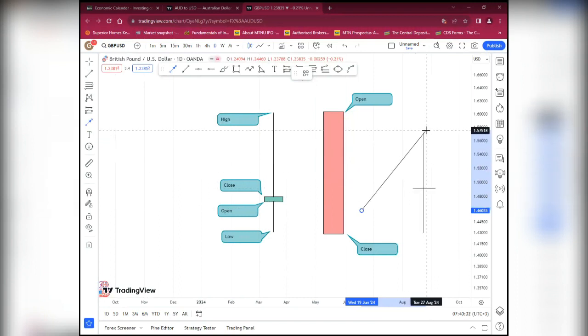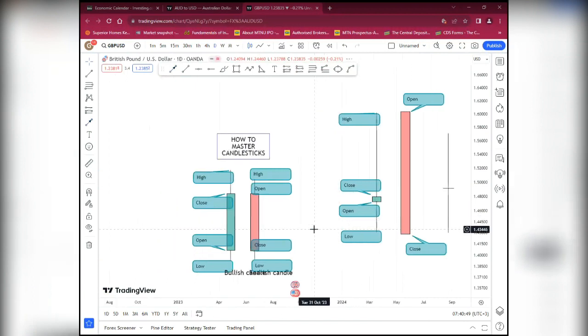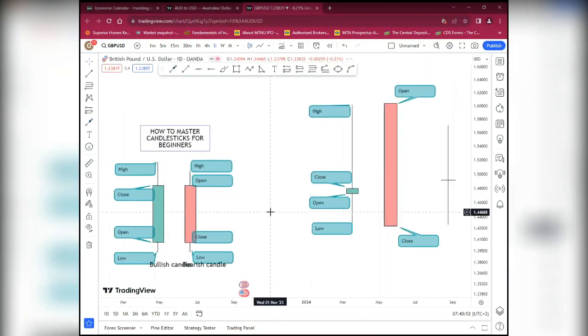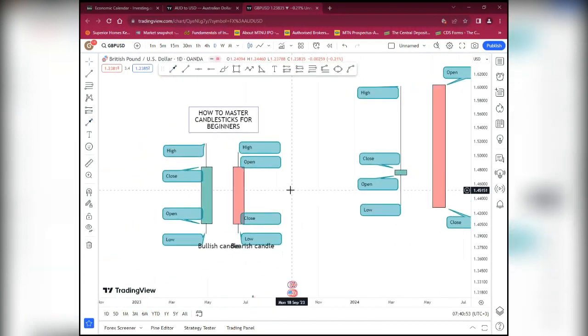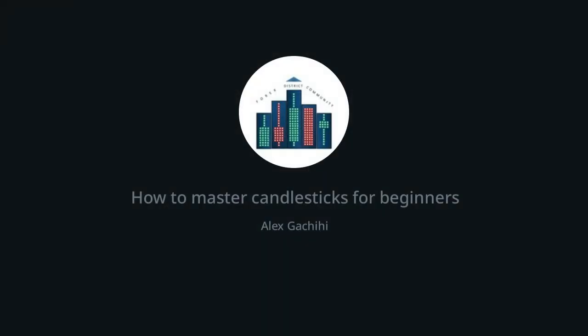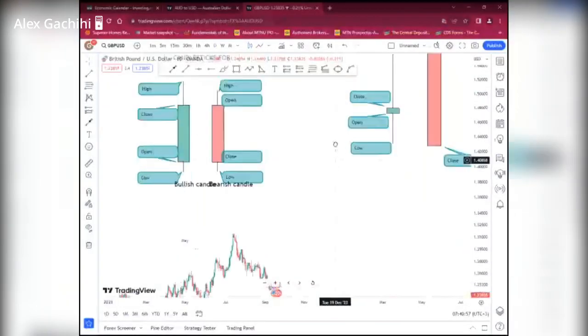The only difference is we're having a high at 1.57166 and a low at 1.42988. This is also something that you'll see frequently in the market. So as long as you already know the opening prices, the closing prices, the highs and the lows, you are a master at reading candlesticks.